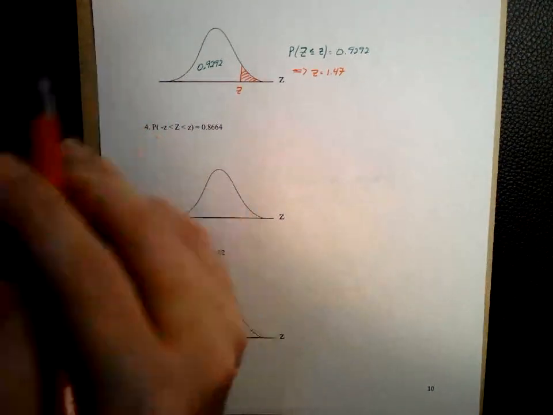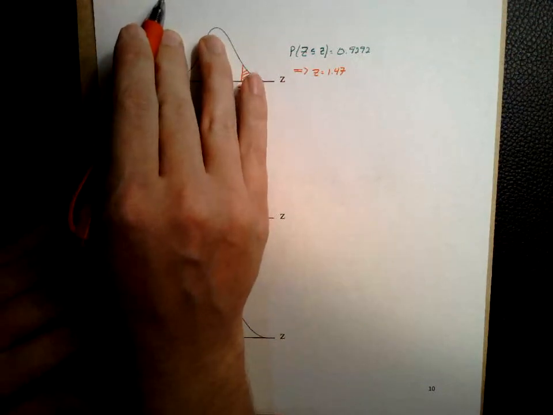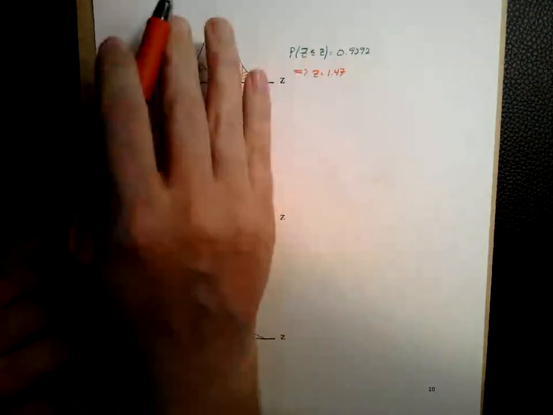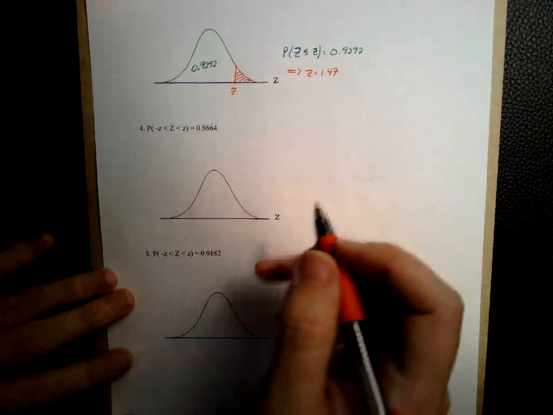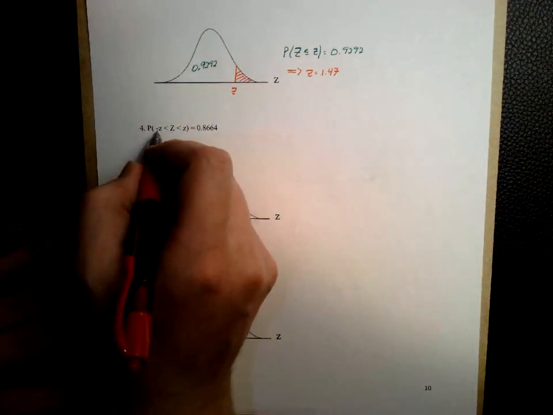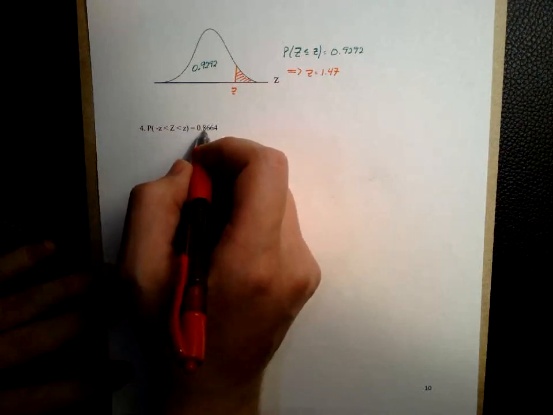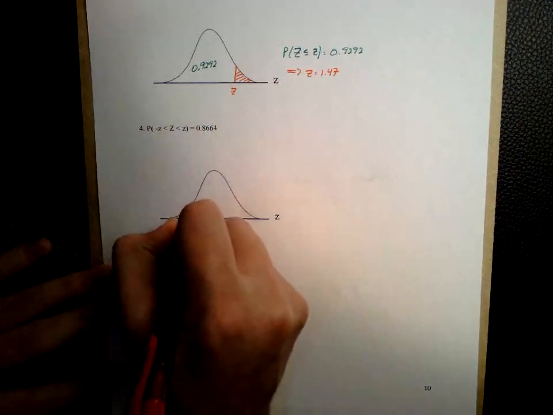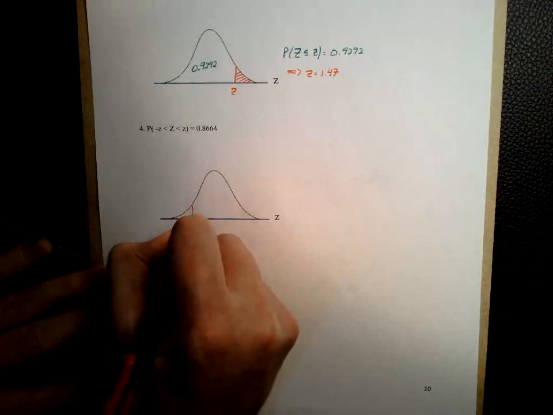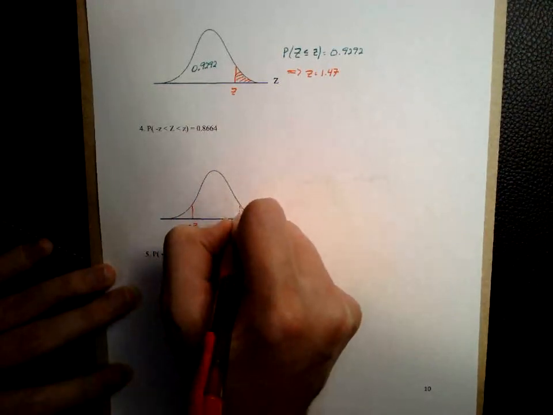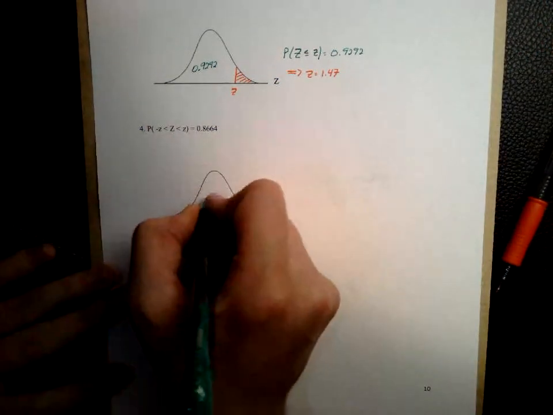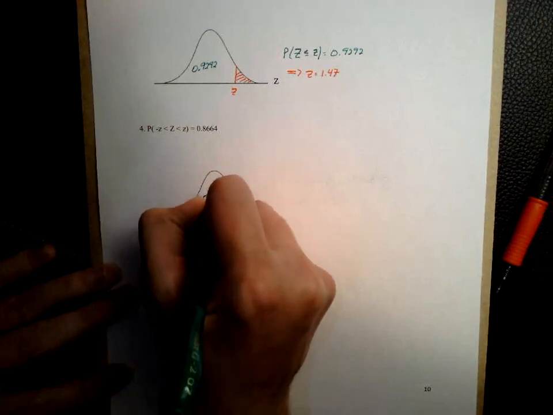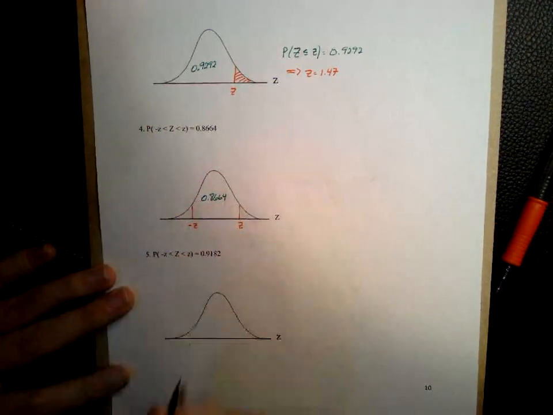So again, now we've looked at finding unknown z-scores whenever we're told the area to the right and to the left. What happens if we're told the area in between two? Can we find the corresponding z-scores? And the answer is yes. Let's look at this one here. The probability of negative z to positive z is equal to 0.8664. Then we have some negative z-score here to some positive z-score here, and the area in between these two is 0.8664.